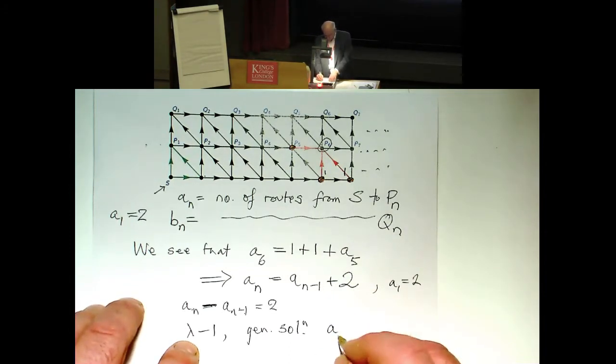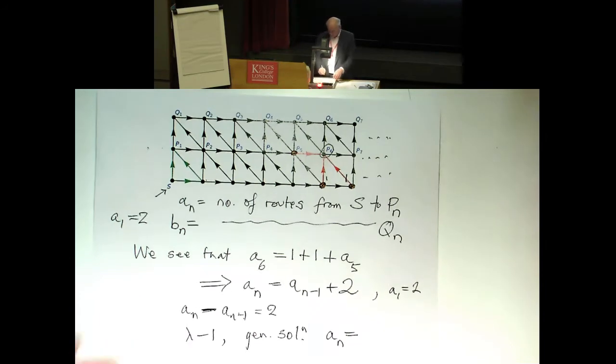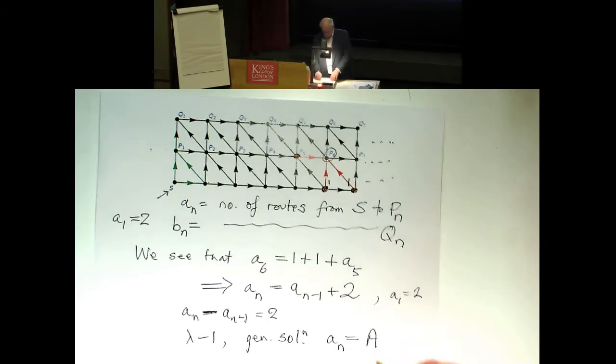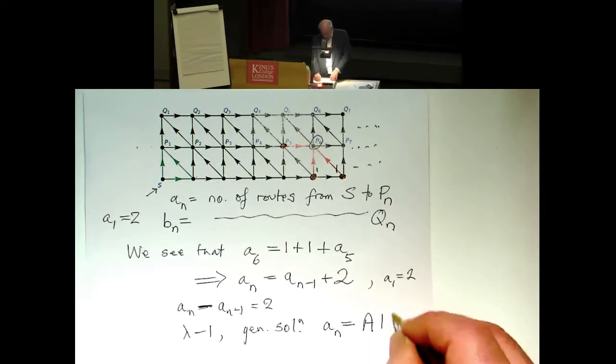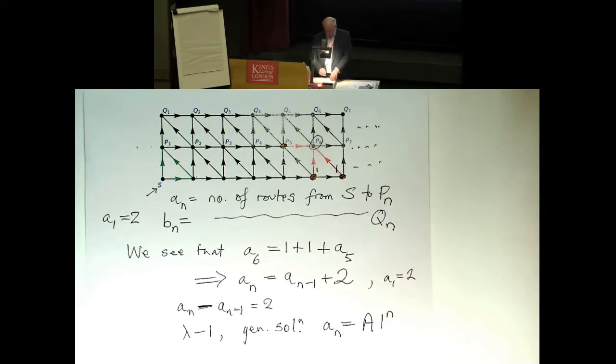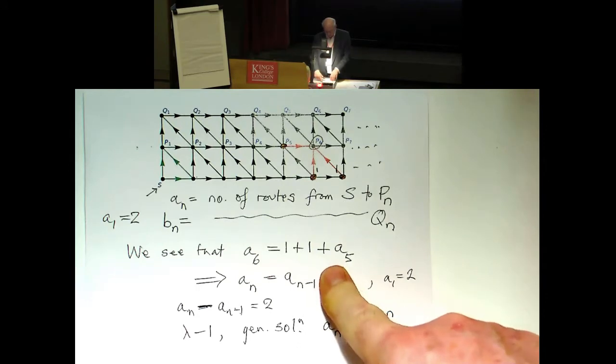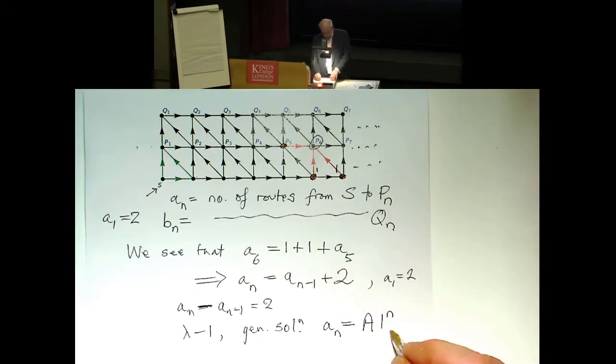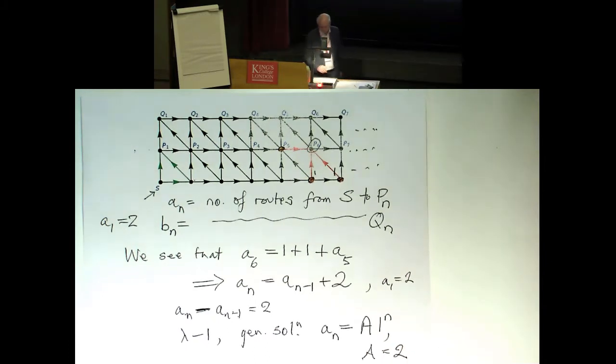a_n is equal to a constant times the root, 1 to the power n. Okay, but if we've got the homogeneous equation, they're all equal, and the first one's equal to 2, so obviously a is equal to 2. This is the general solution of the homogeneous equation.